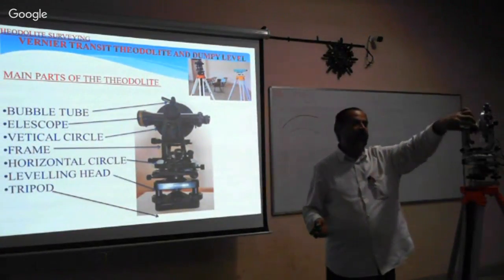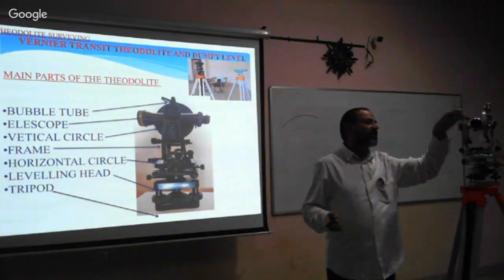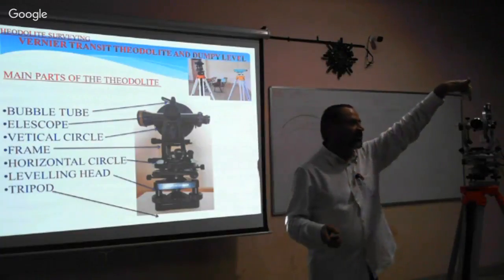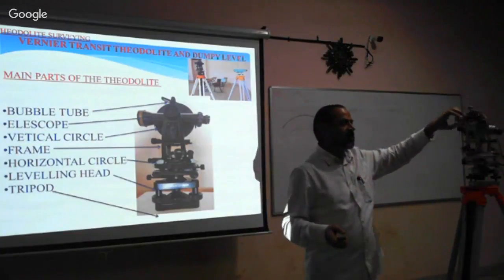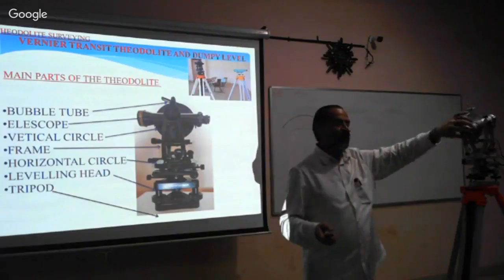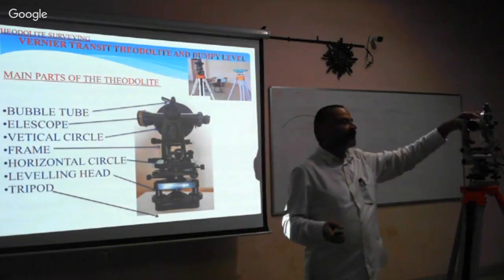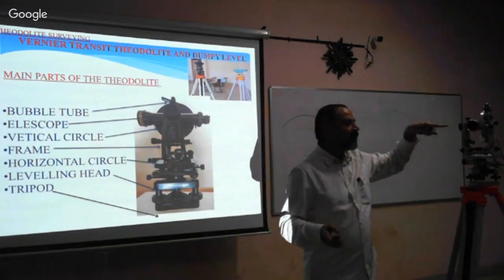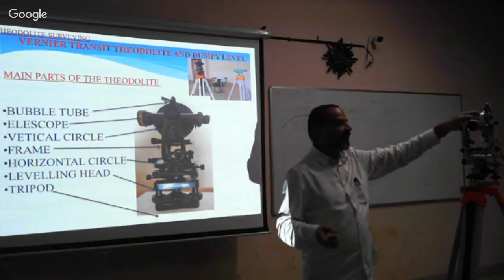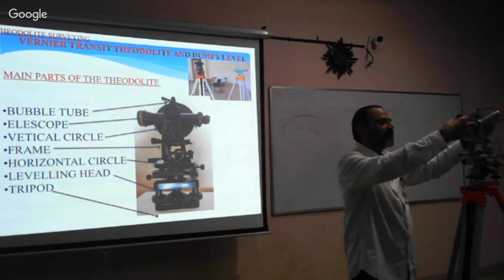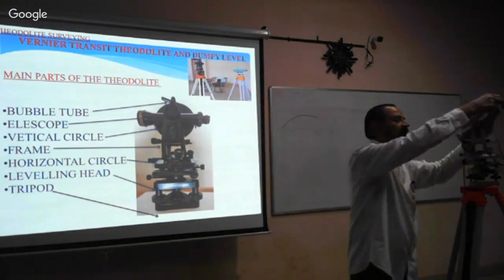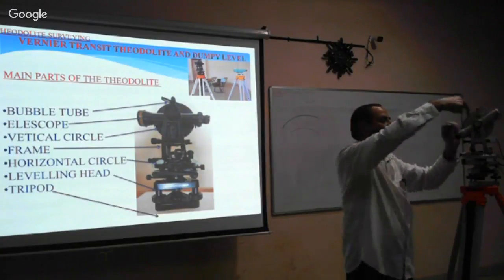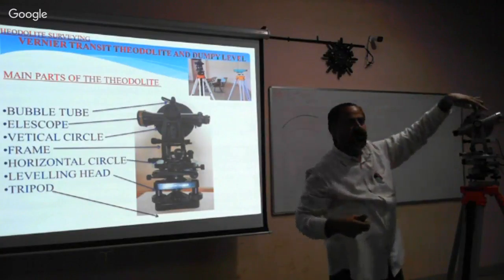The telescope can be rotated about the horizontal axis and also about the vertical axis. The telescope can be rotated along the y-axis, that is the vertical axis, and also with respect to the horizontal axis. This is the horizontal axis. Now we can rotate this about the horizontal axis, and also we can rotate this about the vertical axis.